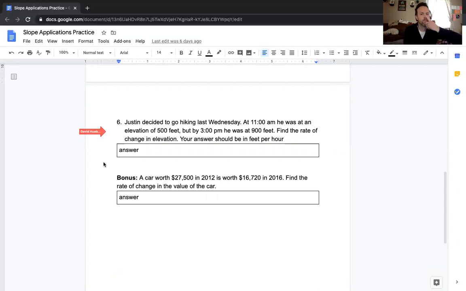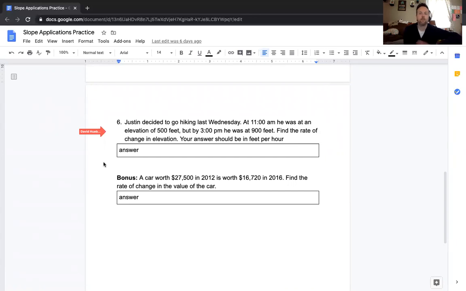Now, I also gave you a bonus. It asks about a car that was worth $27,500 in 2012 and in 2016 is worth $16,720. What's the rate of change in the value of the car? And be careful with this one.